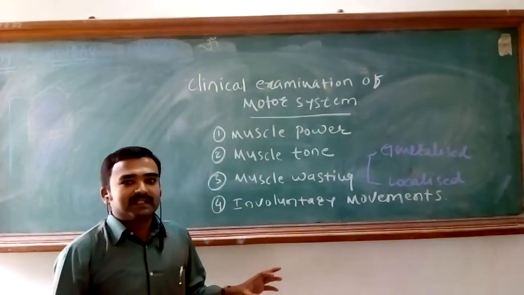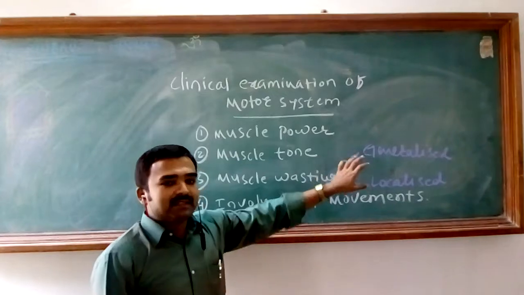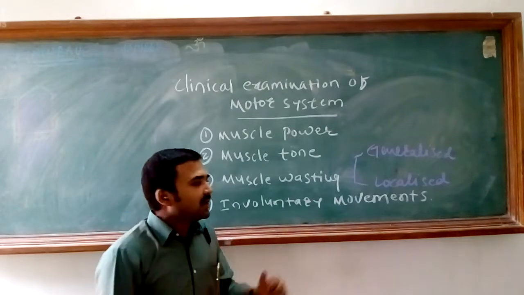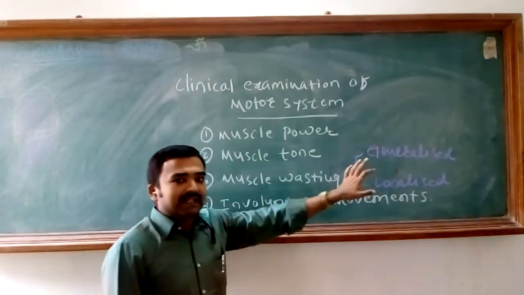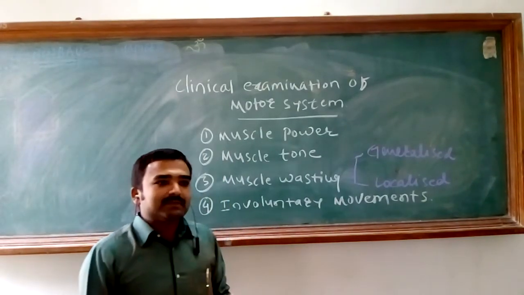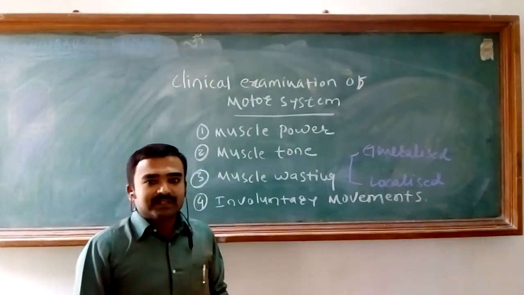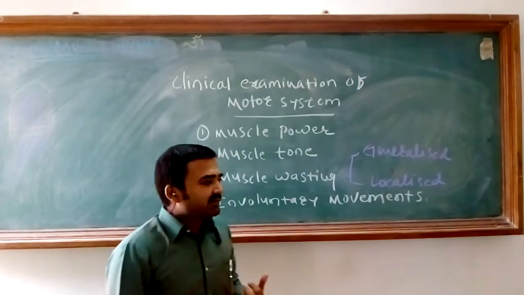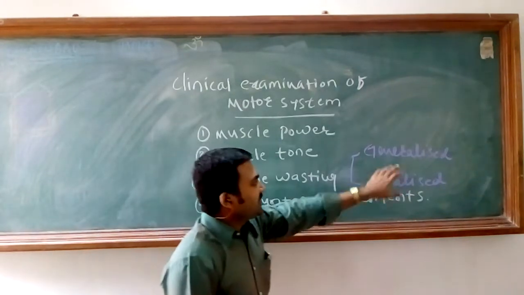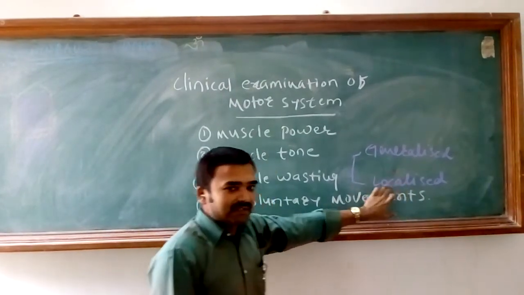Now what is the meaning of generalized muscular wasting? All the muscles of the body will be atrophied. The limb muscles, the muscles of the chest, the muscles of the hip girdle, all the muscles will undergo atrophy, and that is why the bony parts will become prominent. For example, if the chest muscles are wasted, the clavicle and the ribs will become prominent. If the hip girdle muscles are wasted, then the anterior superior iliac spine will become prominent. Likewise you have to rule out generalized muscular wasting versus localized muscular wasting.